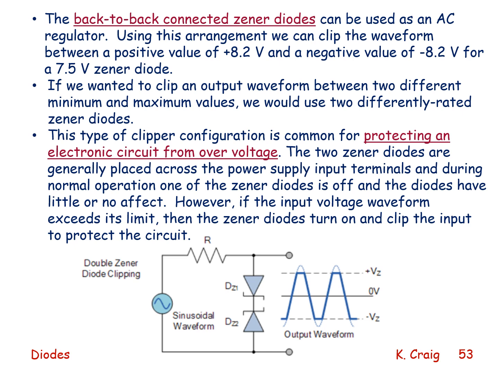The two Zener diodes are generally placed across the power supply input terminals, and during normal operation, one of the Zener diodes is off, and the diodes have little or no effect. However, if the input voltage waveform exceeds its limit, then the Zener diodes turn on and clip the input to protect the circuit. And we see the two Zener diodes, the sinusoidal waveform, and the clipped output waveform.